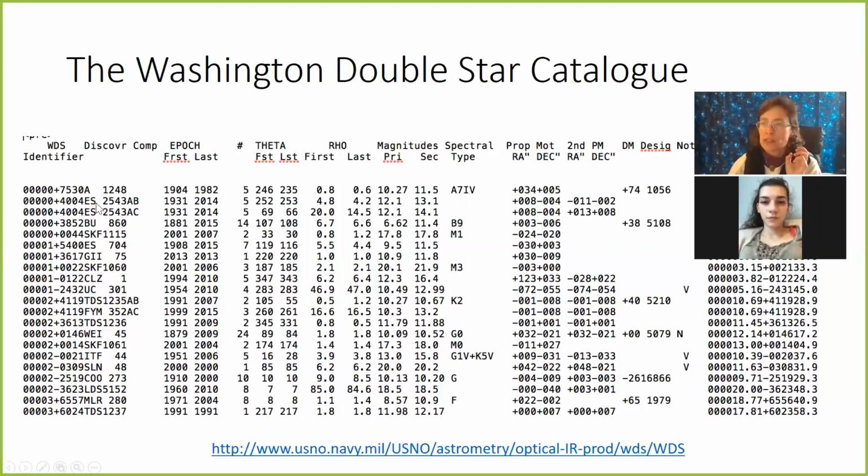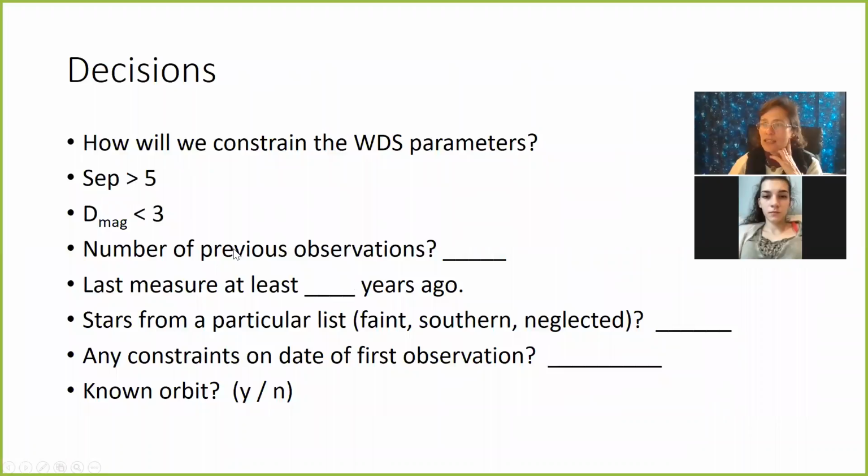So for each double star, it'll tell you what the first and last position angle and separation were, and then we can see what those changes are. So that's just a tiny introduction to the Double Star Catalog.